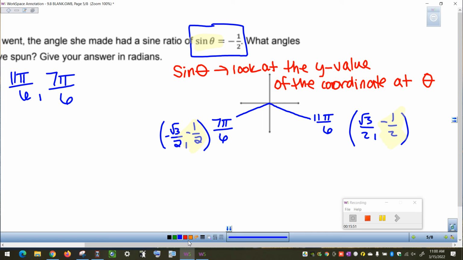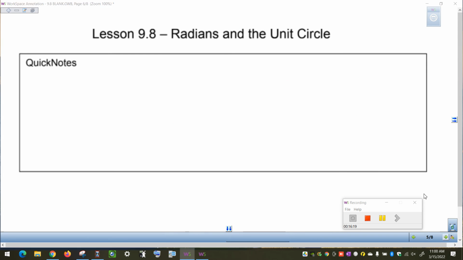All right, so we had 2 learning targets for today. So the first one was to find coterminal angles for angles measured in radians.